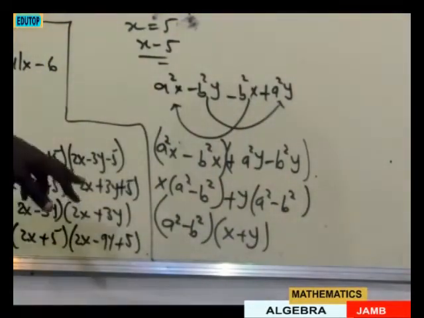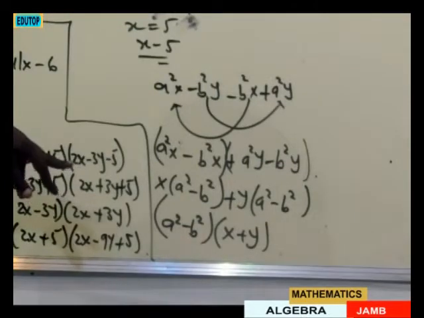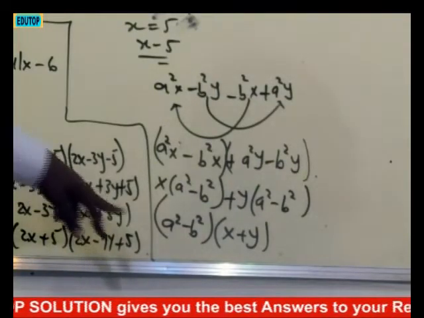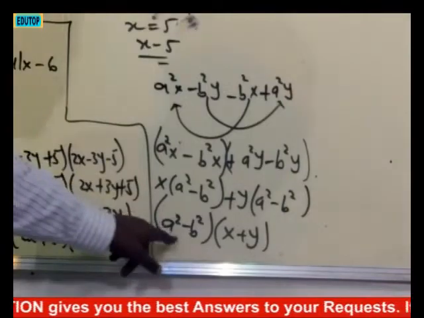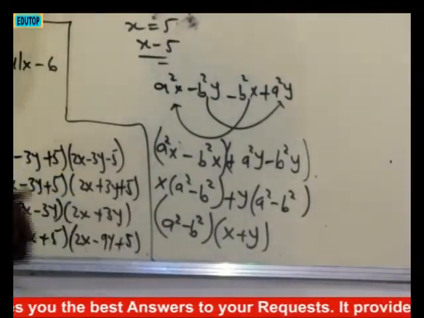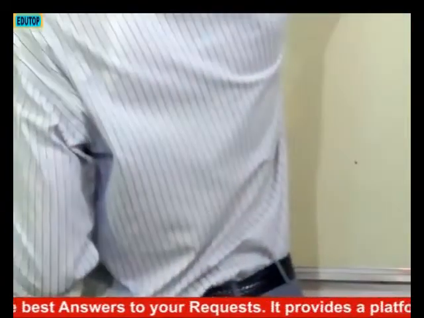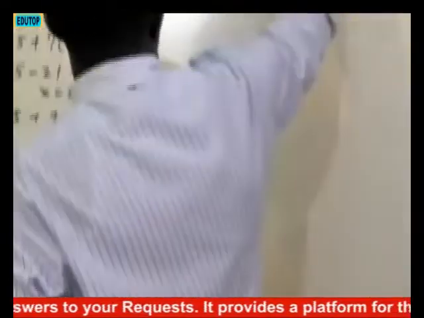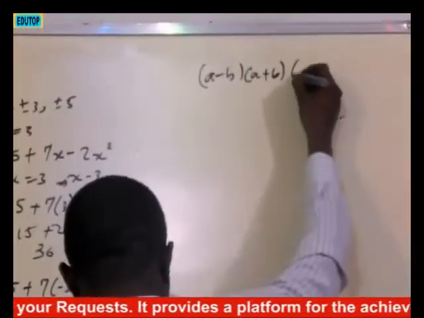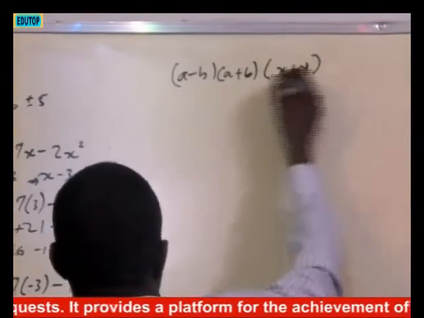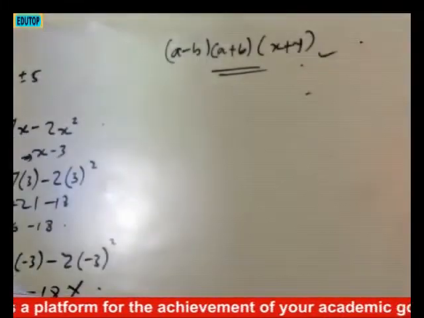You might not find the answer this way in the options. So you can still break this down. You know that this one is what? Difference of two squares. Then I can now break it down to a minus b, a plus b into x plus y. So this is my final answer. You definitely need it this way.